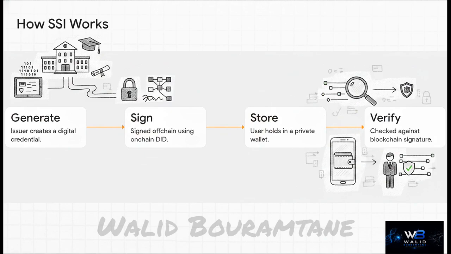Then, when you go to apply for a job, you present this to a verifier, like an employer. Step 4. The employer mathematically checks the university's signature against the blockchain to make sure it's authentic. Your privacy is brilliantly maintained here because the employer only checks the cryptographic proof. They don't need to call the university or access some centralized database.